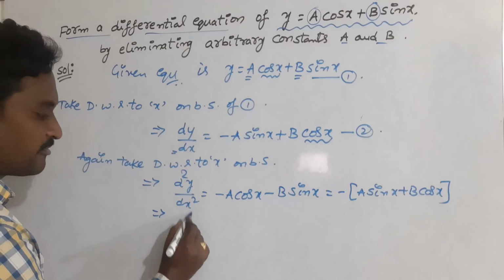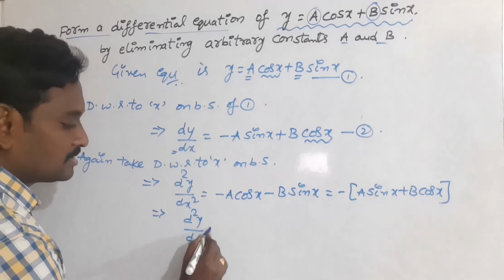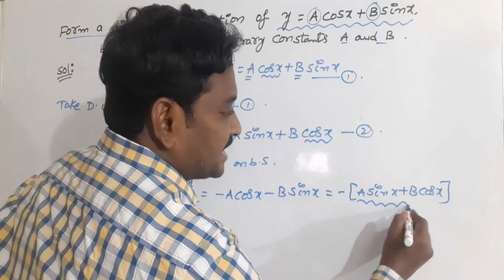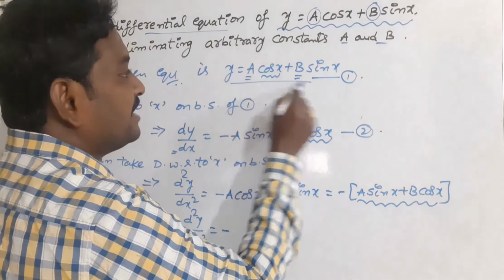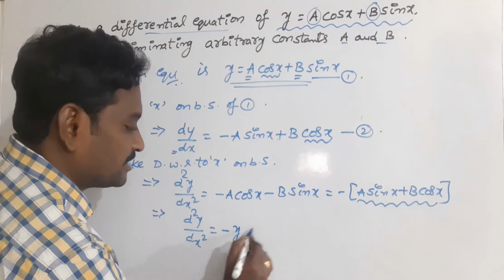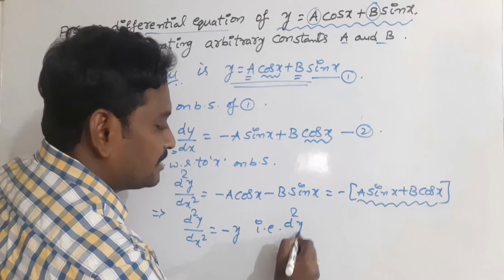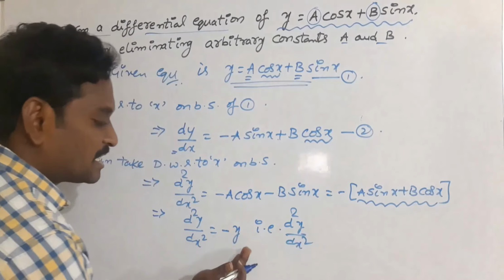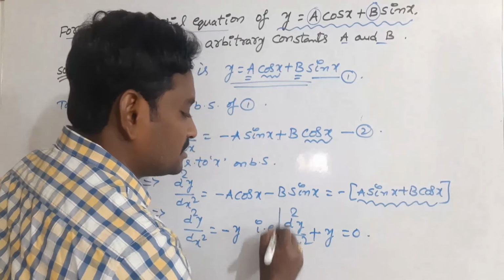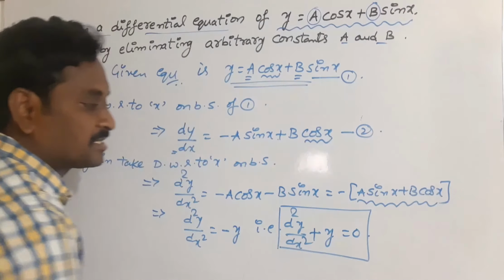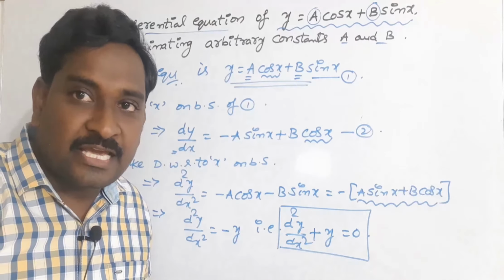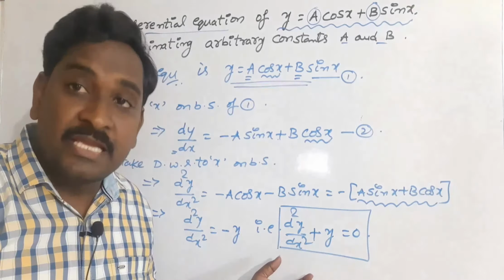So d square y by dx square is equal to minus into, see this one, a sin x plus b cos x. This is nothing but the given equation. That's why I am replacing this entire bracket term with y. So minus y, that is d square y by dx square. So transferring this right hand side term to the left hand side, you will get plus y is equal to 0. So please observe this equation. Clearly this equation contains differentiation without the parameters. Clearly we are observing that a and b are not involved in this equation.